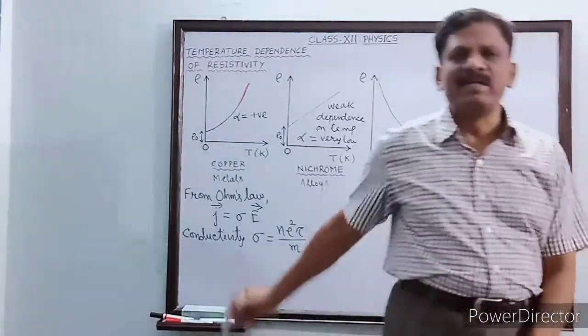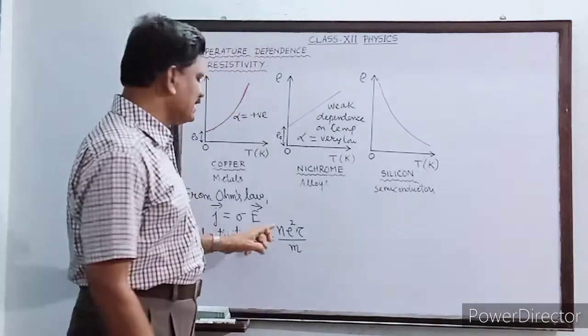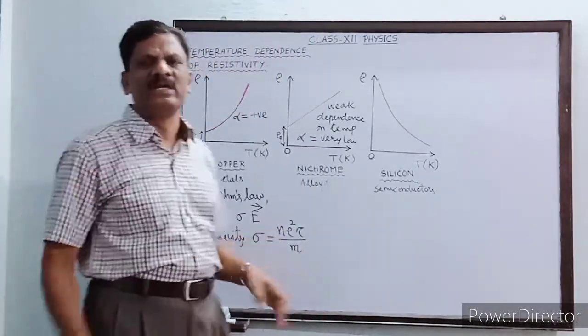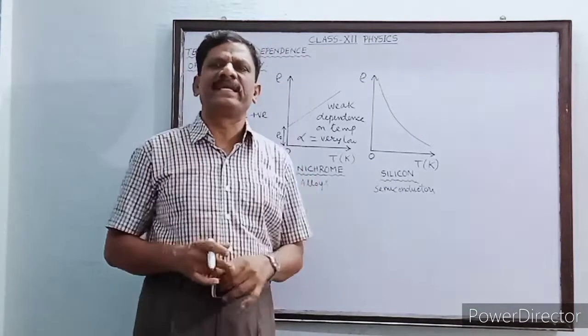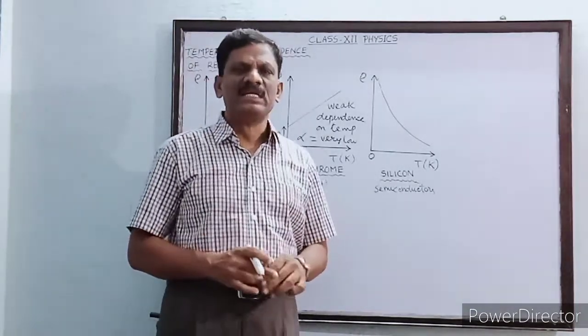M means what? The mass of the electron. And e means what? The charge of the electron. And n stands for what? The number of electrons per unit volume. It is also called the electron density or the number density. And tau is called the average relaxation time.